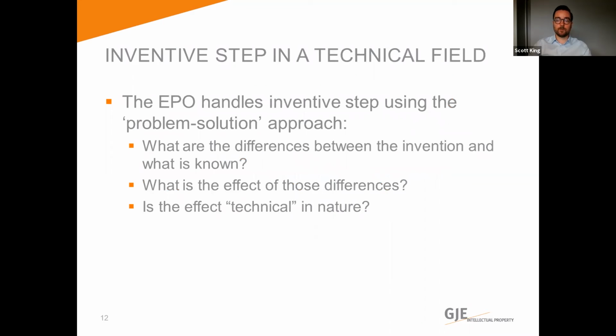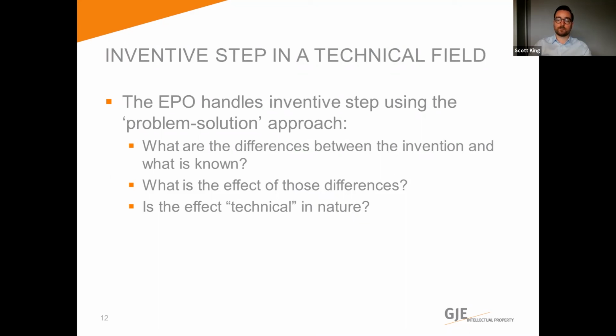So when the European Patent Office assesses whether something is excluded, if the invention contains a mix of technical and non-technical features, then it's not immediately objected to as being excluded. However, it still must pass the test that the invention must provide a technical effect. The European Patent Office would make this objection under the banner of inventive step, one of the requirements that we've already seen. The EPO handles inventive step using the problem and solution approach. This approach involves asking three questions.